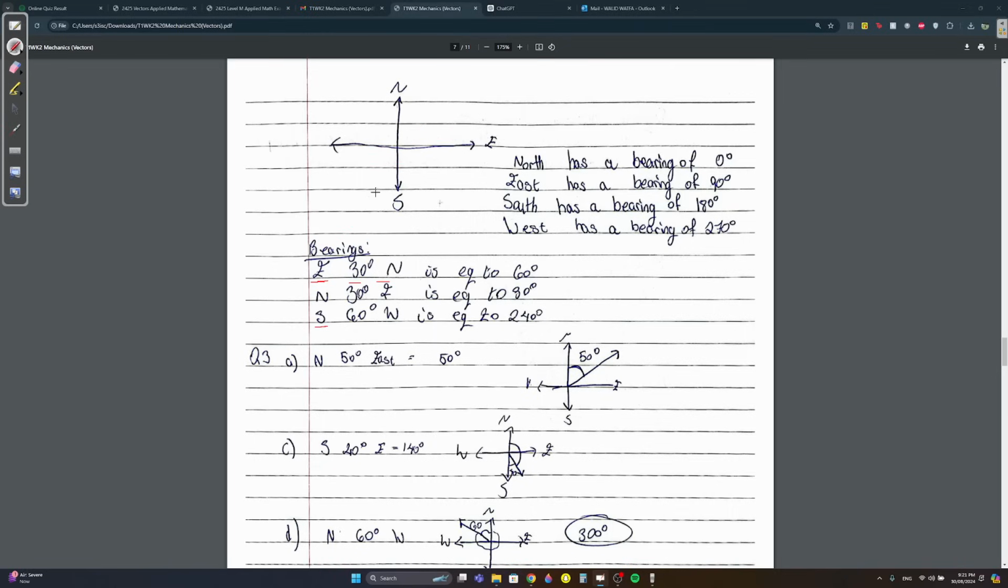Let's try south 60 degrees west. So I go to south, and I go 60 degrees west. West is to the left, right? So we go now to the west. This is 60 degrees, 60 degrees like this. There you go.